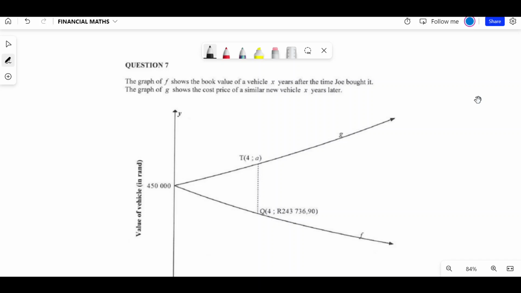Okay, question 7. The graph of f shows the book value of a vehicle x years after the time Joe bought it. The graph of g shows the cost price of a similar new vehicle x years later.